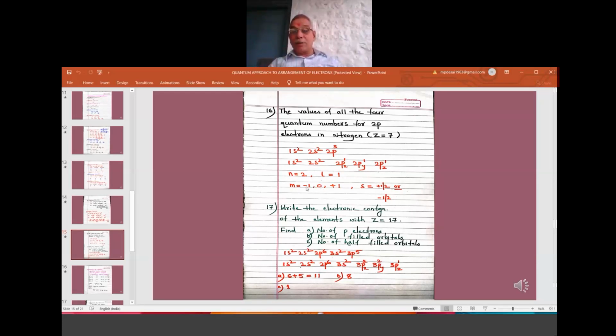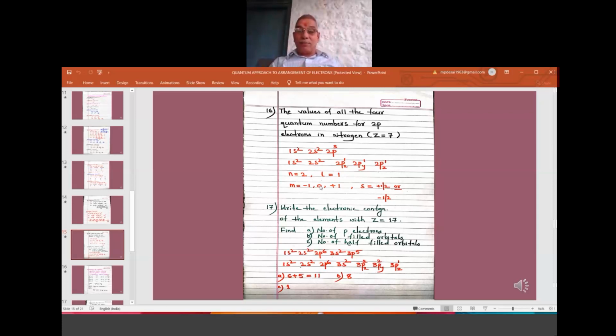So I wrote here, M can take values from minus L to plus L. Here L equals 1, so minus 1, 0, plus 1. This indicates not a mathematical value, but the orientations. So there are 3 orientations on the x, y, z coordinates in 3D.